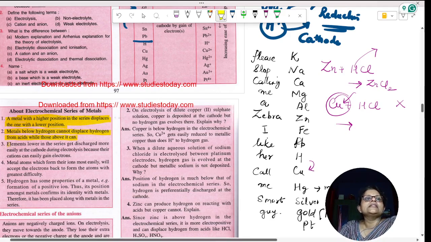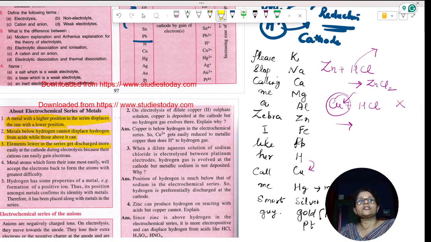Then this is the point that we need to look at. Elements in the lower series get discharged more easily at the cathode because their cations can easily gain electrons.